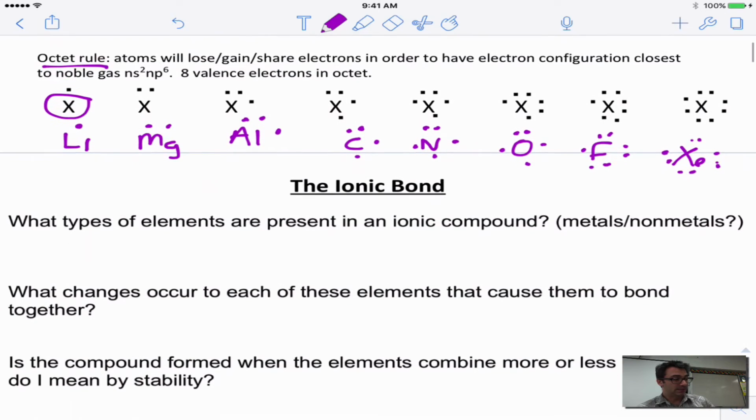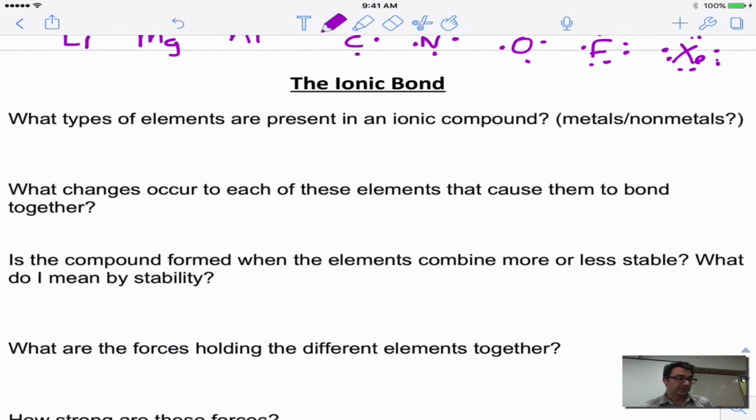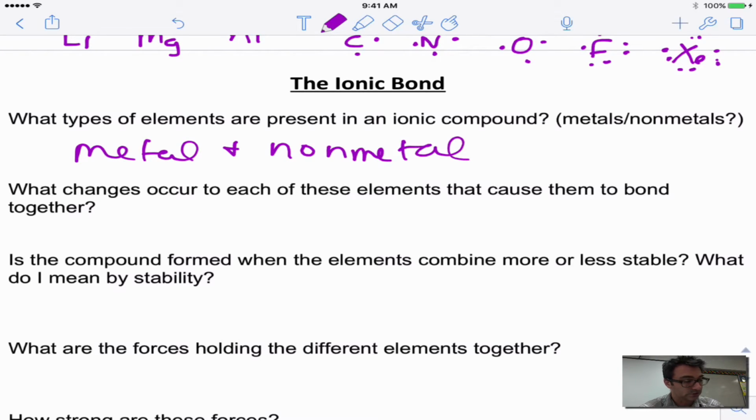So the first type of bond, like I said, that I'd like to talk to you about is an ionic bond. You have to know some of these details, so you should know what types of elements are present in the ionic bond, and you should know that this is a metal and a non-metal part. Hopefully you've started memorizing some of your polyatomic ions. You can see that those are usually groups of nonmetals. Those correspond to the nonmetal part.